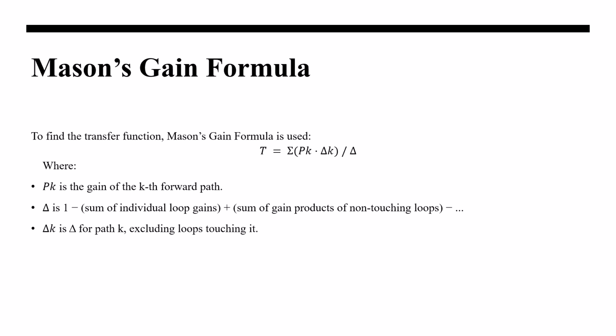Delta is 1 minus the sum of individual loop gains plus the sum of gain products of non-touching loops. That means some loop paths will be touching, and some will not touch. They also need to be considered when you are writing the transfer function, because they may be indirectly represented on the element, and sometimes directly. So all need to be considered. This is how we represent a signal flow graph with the Mason-Gain formula.